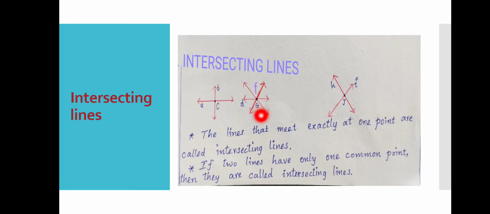G is given in capital letter, and the lines I and H meet at the point J. J is in capital letter. See, C is the common point of A and B. G is the common point of D, E, F. J is the common point of I and H. So, these lines are intersecting lines.